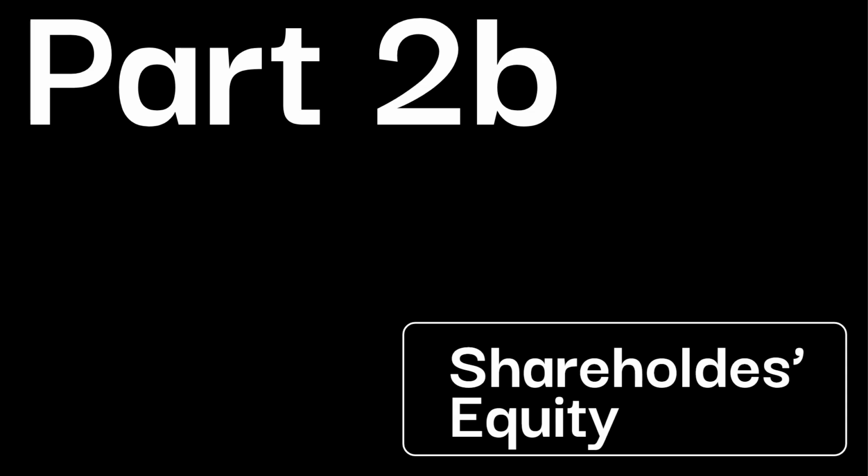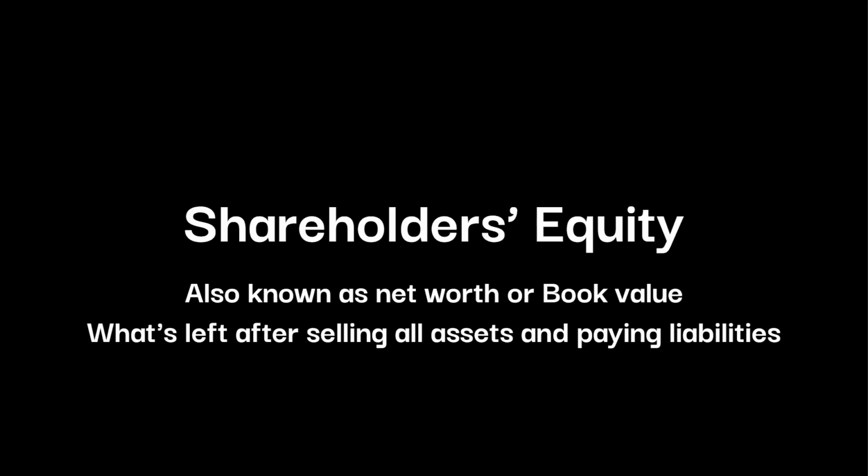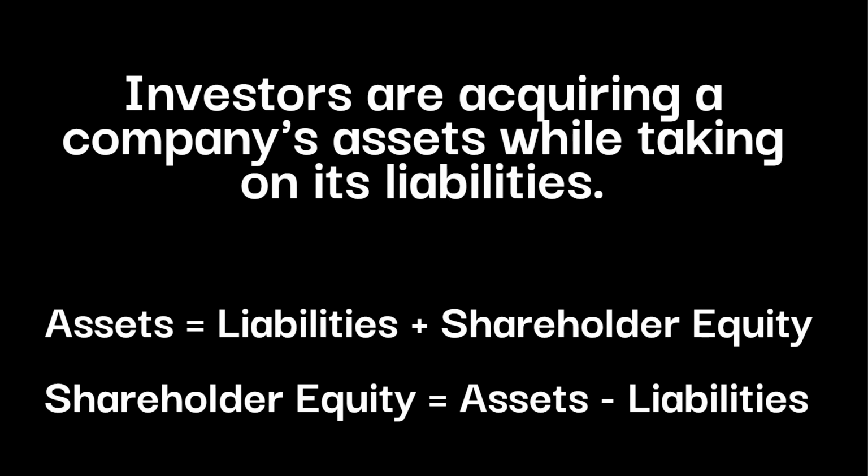And now we're going to jump into shareholders equity. Shareholders equity is also known as net worth or book value. And this is what's left after selling all assets and then paying liabilities. So investors are acquiring a company's assets while taking on its liabilities. So we go back to our first formula, right? Assets equals liabilities plus shareholders equity. If we rearrange this formula, shareholders equity equals assets minus the liabilities.